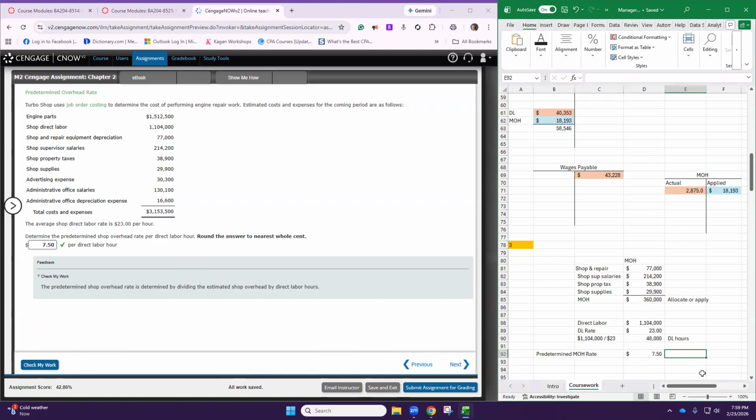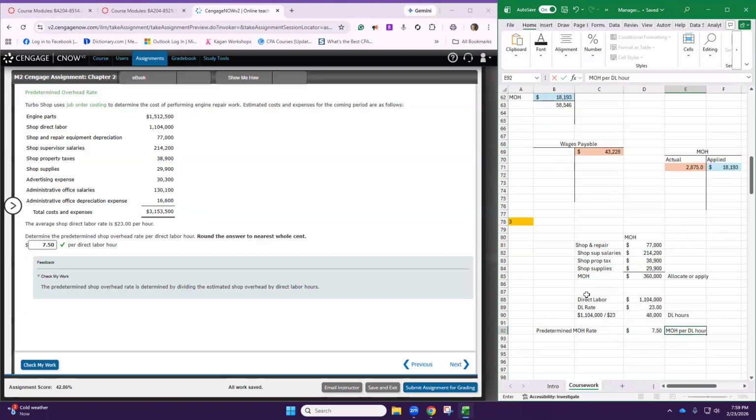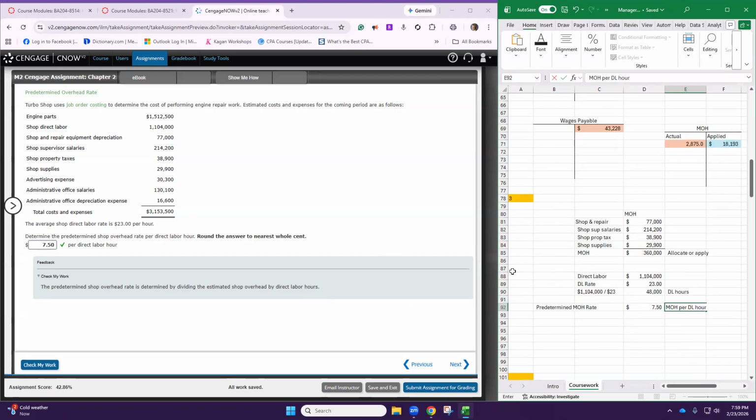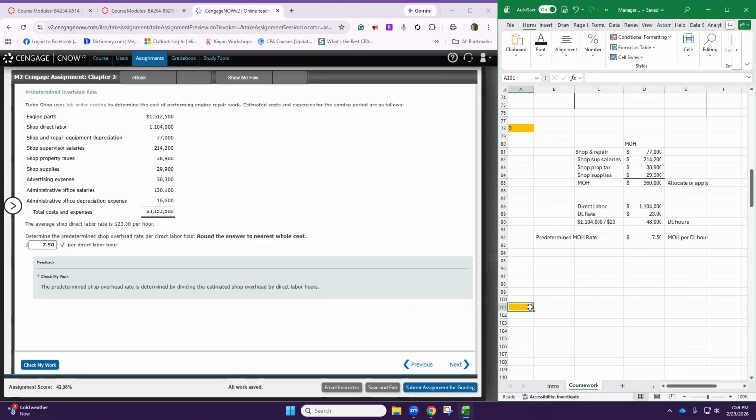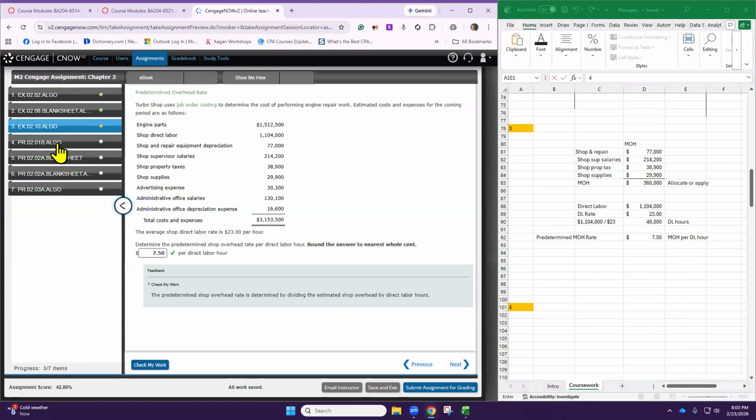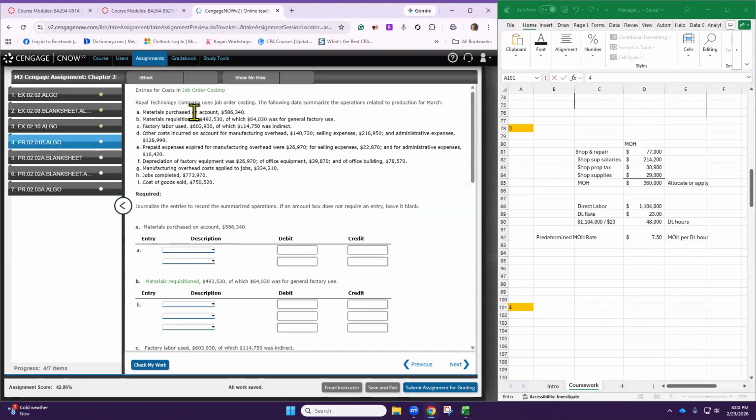And let's go ahead. $7.50 of manufacturing overhead per direct labor hour. So if you can explain that, that will help. Okay, we're ready for number 4 now. Let's see what we've got. All right, so this is job order costing, and we're going to do some journal entries here.